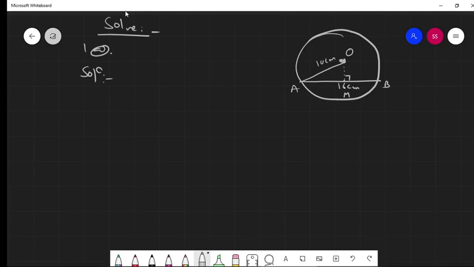Here a 16 cm long chord is drawn. AB is 16 centimeter. AB equals 16 centimeter, OA equals 10 centimeter, and OM equals what? As we have drawn in this way, the chord is 16 centimeter and the radius is 10 centimeter, then we have to find the distance of the chord from the center.